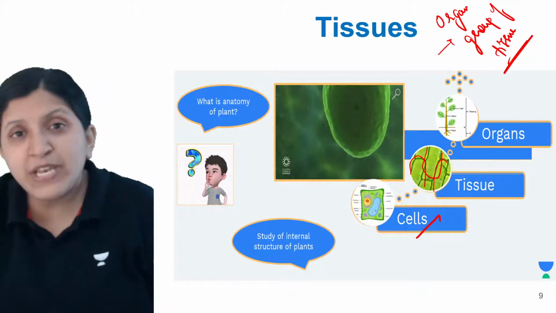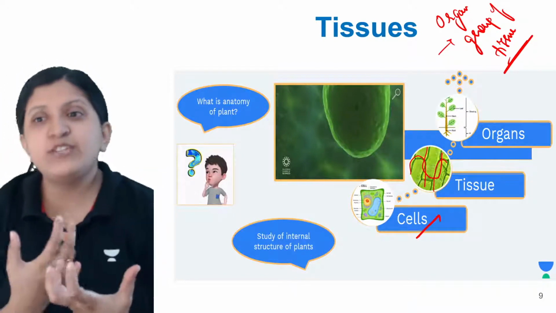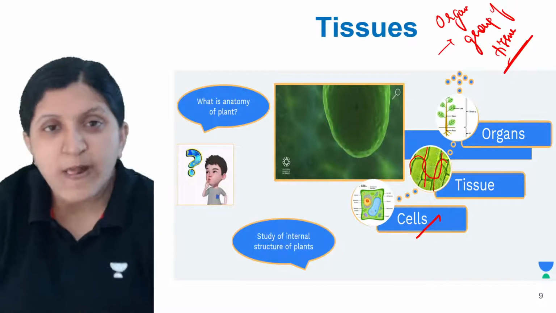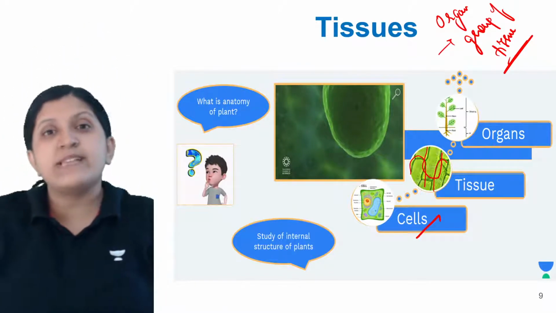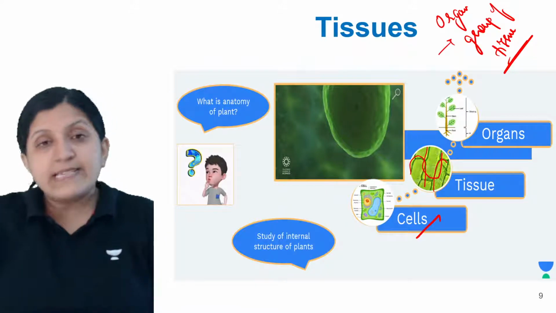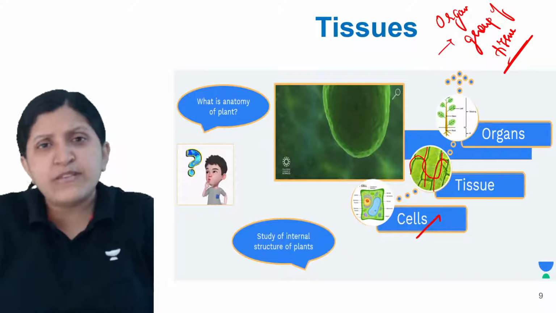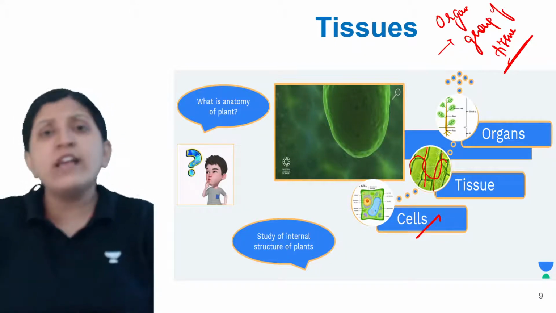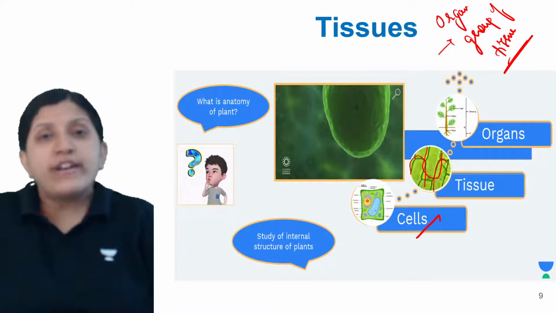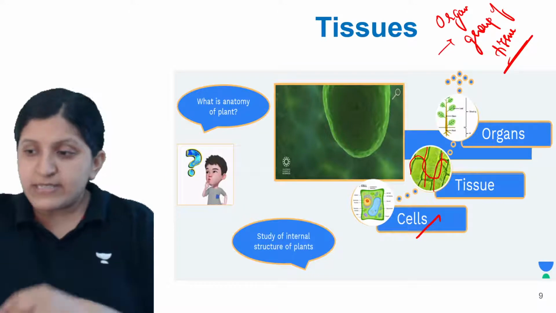And organs together form an organ system, right? There is a reproductive system, a digestive system, an endocrine system, an excretory system, a circulatory system, a nervous system, a respiratory system. Like this we have many more systems. So organs join together and there is a formation of the organ system.